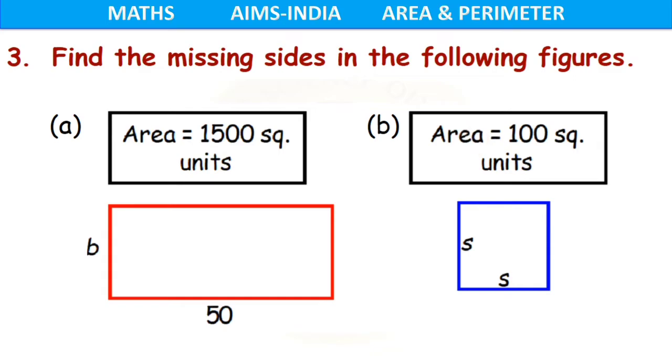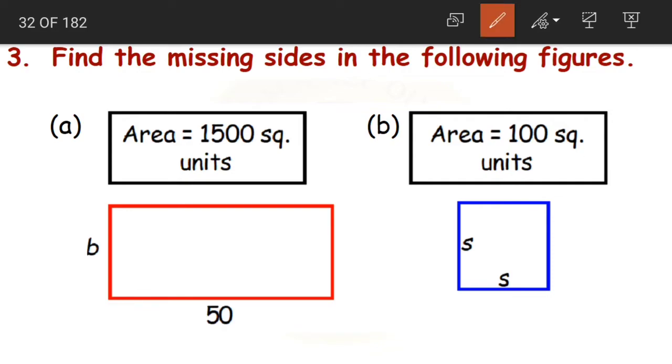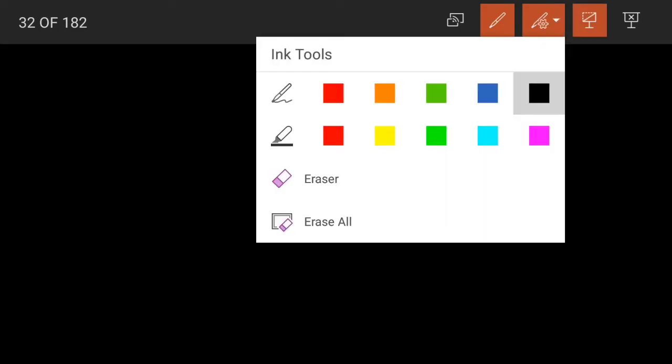Now coming to find the missing sides in the following figures. What should we do here? We should find out the missing sides. See, the area is given, the length is given. We have to find out the breadth. 1550.